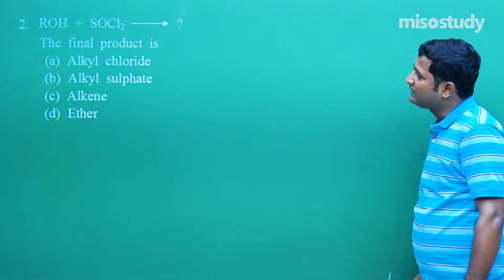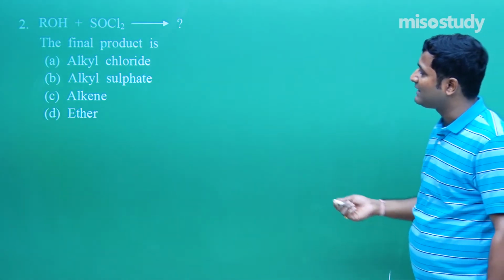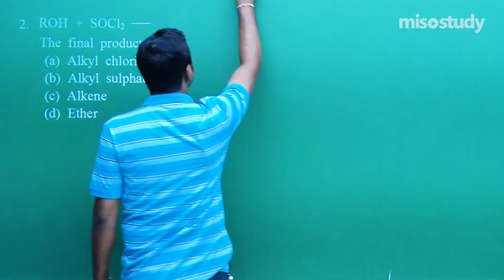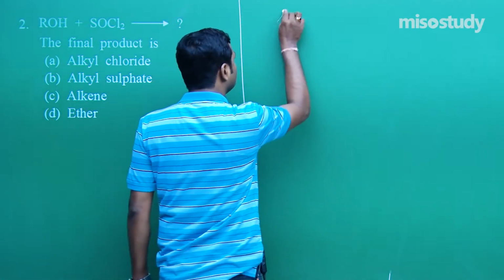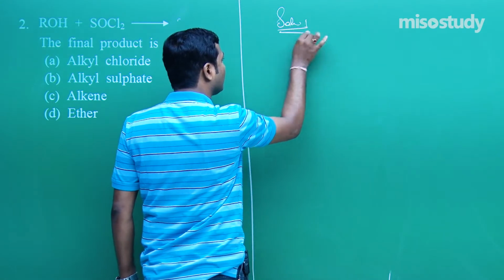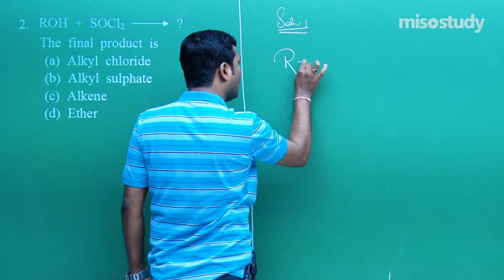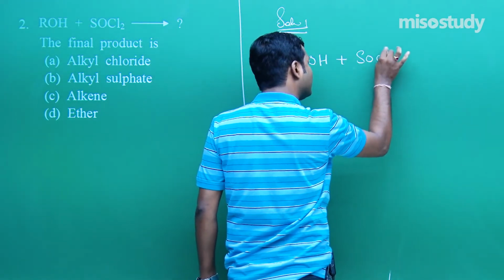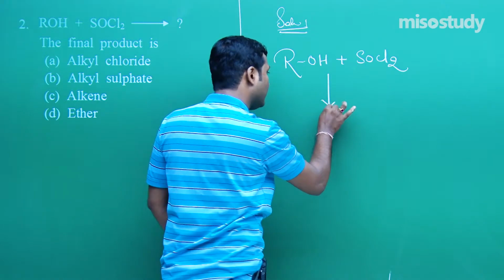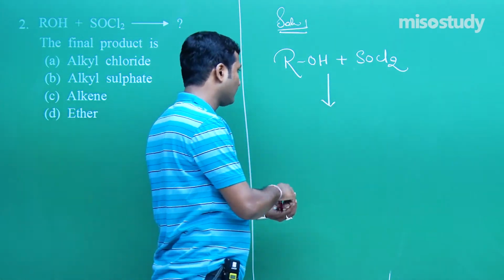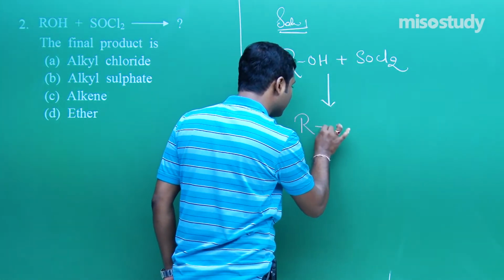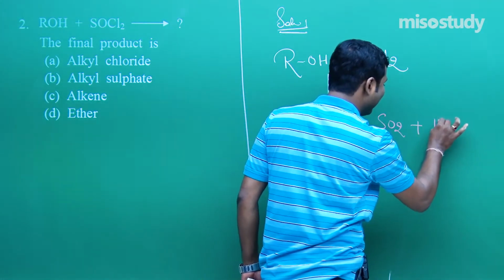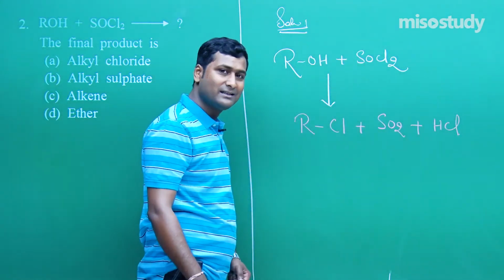Now, look at the next question, that is ROH plus SOCl2. What is the final product in this case? Check it out. That is the solution, friend. ROH plus SOCl2, clear to you? It gives you RCl plus SO2 plus HCl. Clear? This is the reaction.